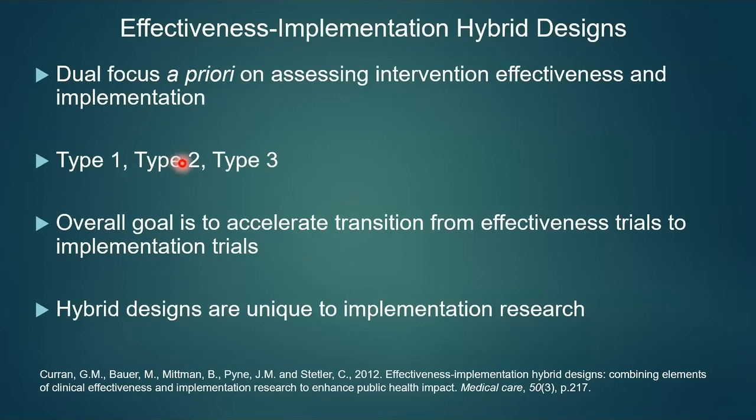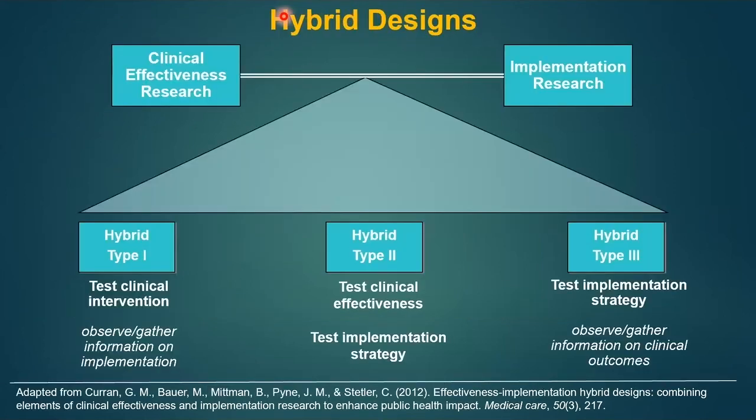There's hybrid design type 1, 2, and 3. And the goal of these hybrid designs is to accelerate the transition from effectiveness trials to implementation trials. So in this example, we have hybrid design 1, 2, and 3. And I said if Better Birth had put equal weight on the clinical effectiveness outcomes, say maternal mortality or 7-day infant mortality, on one or both of those, and on, say, increasing the uptake of the safe childbirth checklist from, say, 5% to 90%, that would be a hybrid design type 2.